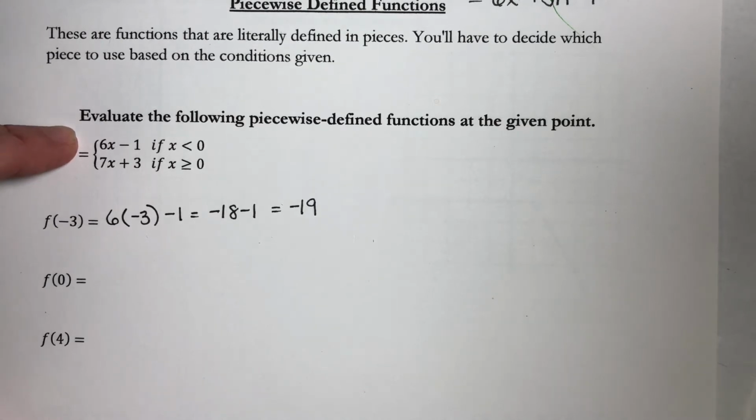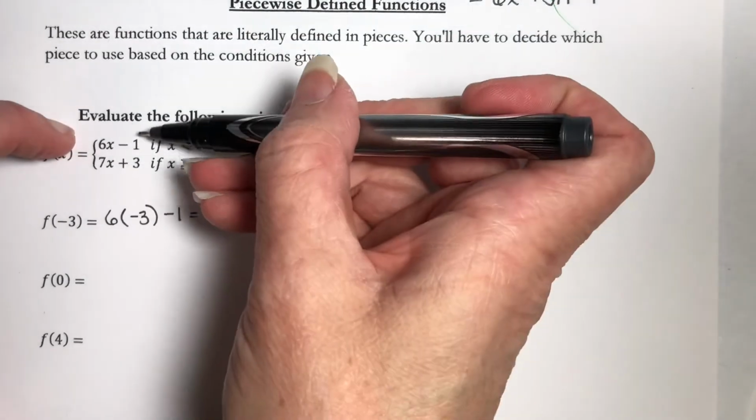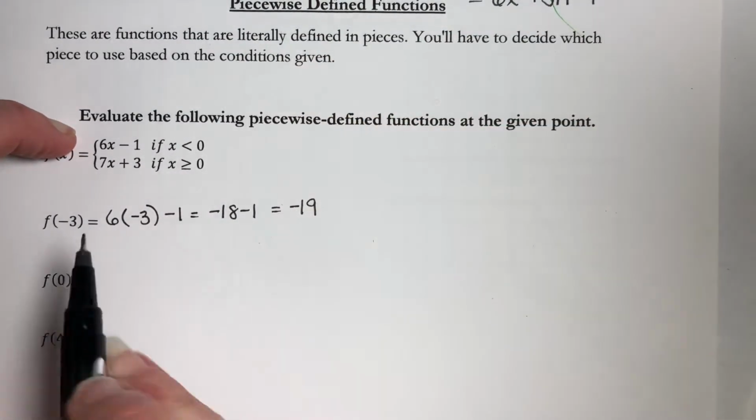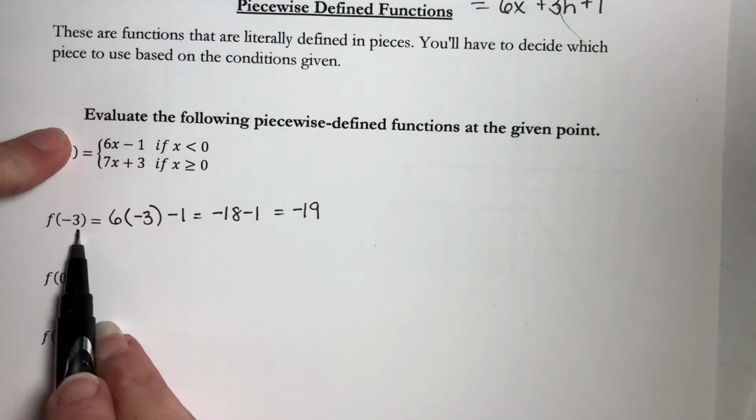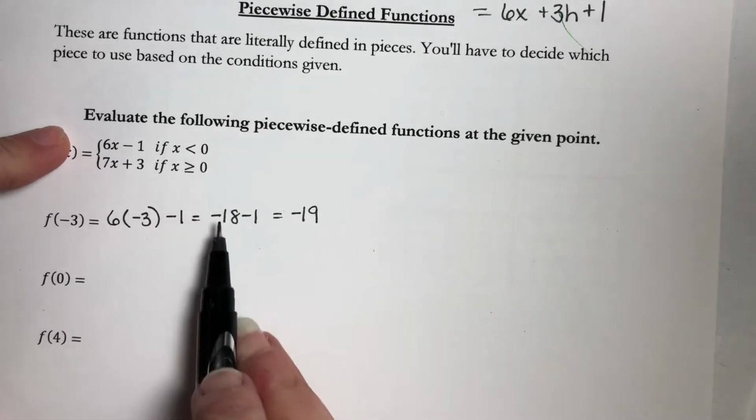We do not plug it into each one. It's going to apply to one line in the function. This could have 4 or 5 pieces to it, but you always look at what it is you're trying to plug in and then figure out which piece it needs to go to.